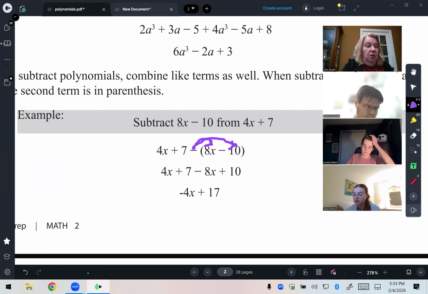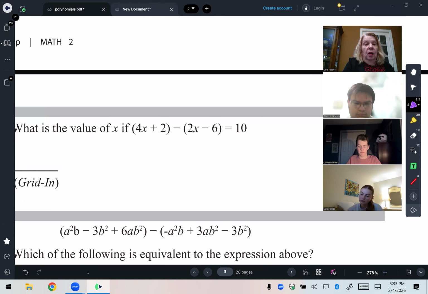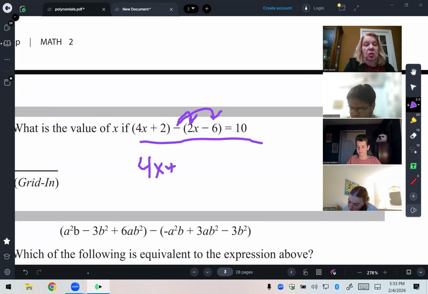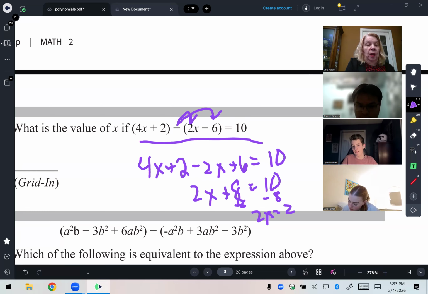Okay, so let's go to the next page. Here we have a polynomial expression. We have to distribute the negative. That will give us 4x plus 2 minus 2x plus 6 is 10. 2x plus 8 is 10. Subtract the 8. 2x is 2. X is 1.